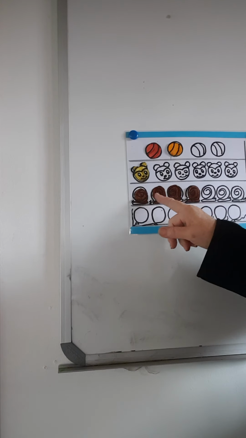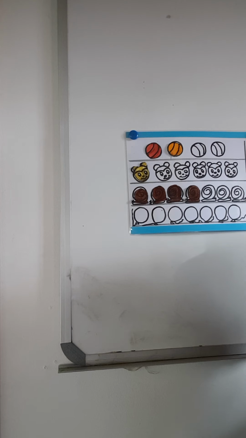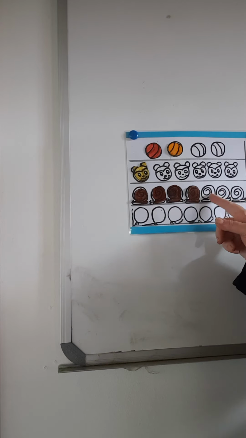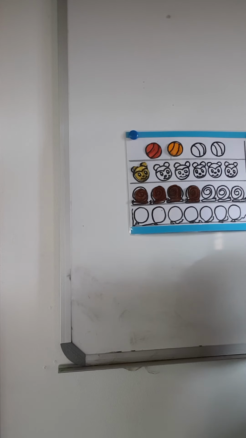Okay, so I've colored in how many snails? 1, 2, 3, 4. I have 4 brown snails. How many snails do I have left? 1, 2, 3. I have 3 left.